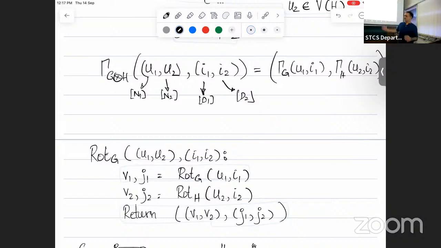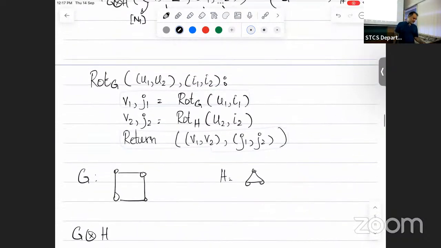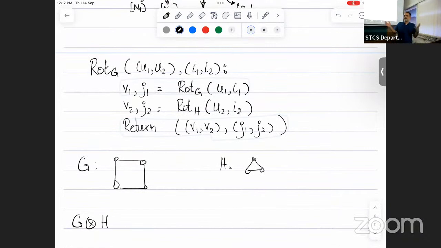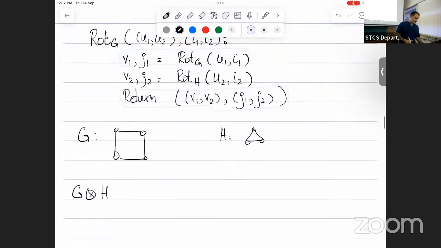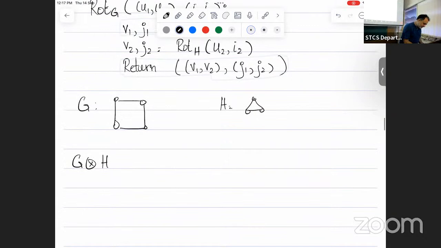Okay, so let's look at an example, just to get a sense of what this graph looks like. Suppose my graph G was this, and my graph H was this. The new graph is made up as follows: you should think of each of the vertices of G as getting replaced by a copy of H.